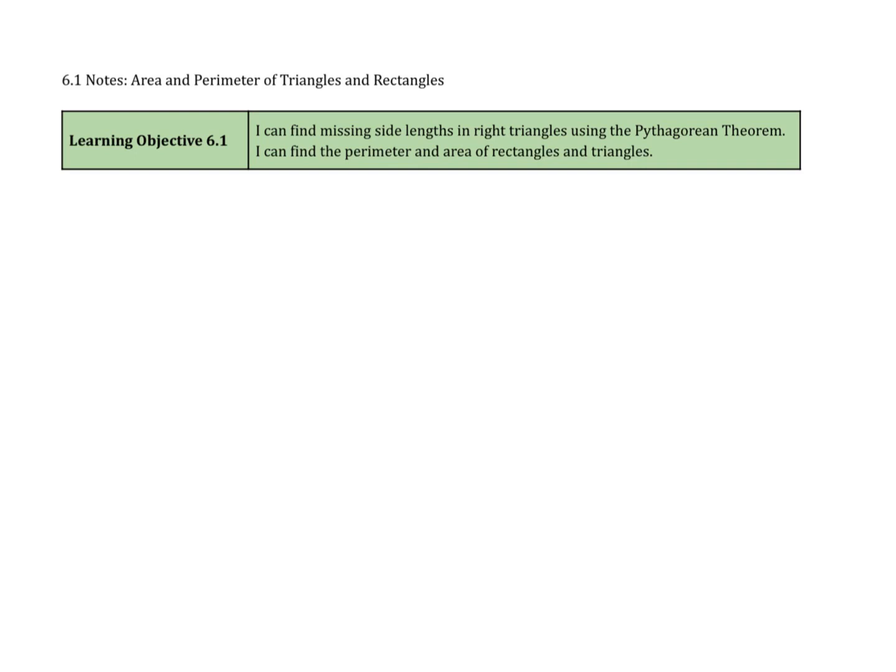In this video, we will be finding the area and perimeter of triangles and rectangles. In some problems, we'll be missing side lengths. So our first goal is to find missing side lengths in right triangles using the Pythagorean theorem. And then we will talk about finding the area and perimeter of rectangles and triangles.